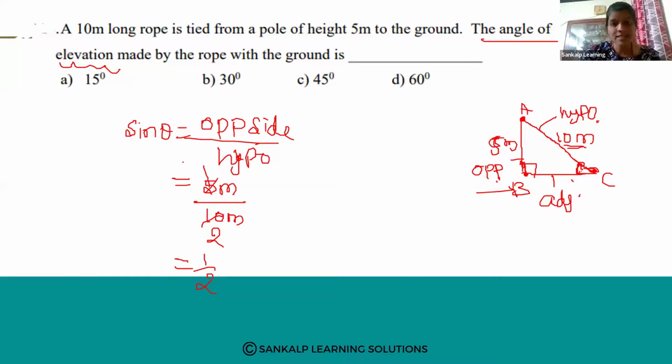Yes, sin 30 degree is 1 divided by 2. Sin 60 degree is root 3 by 2. Sin 45 is 1 divided by root 2. So this is sin 30 degree. Sin 30 degree is 1 divided by 2. That means it is 30 degree. Yes, understood? Shall we move to next question?